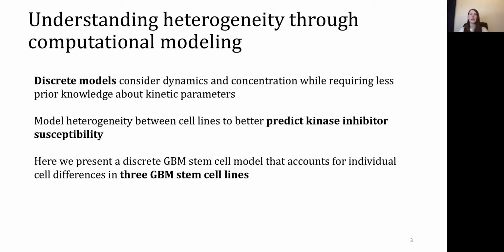And so here we present a discrete glioblastoma stem cell line model that's informed by individual cell line data and is able to accurately predict kinase inhibition susceptibility in these individuals' glioblastoma stem cell lines.